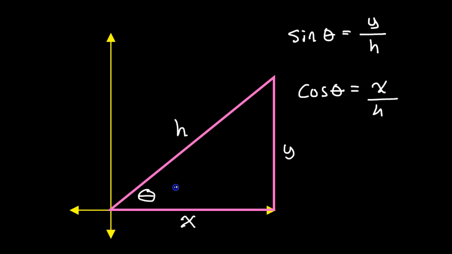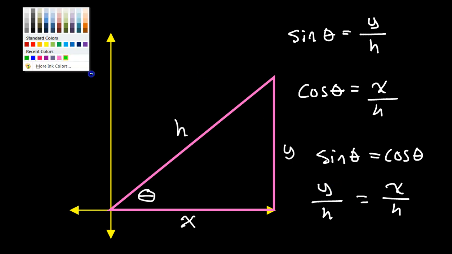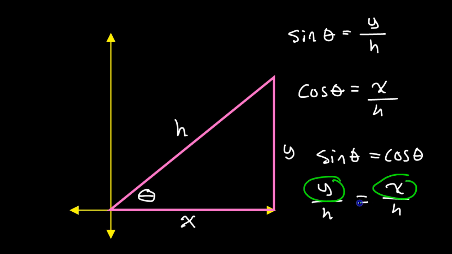So the question is, is there an angle where the sine of theta will equal the cosine of theta? That would mean that y over h would equal x over h. Well, since they're both over h, the only way that would happen is if y and x were the same thing. So is there any angle where the y and the x are the same? Well, if these were the same, that would make this isosceles, wouldn't it? And if this is isosceles, what angle is that? 45 degrees.